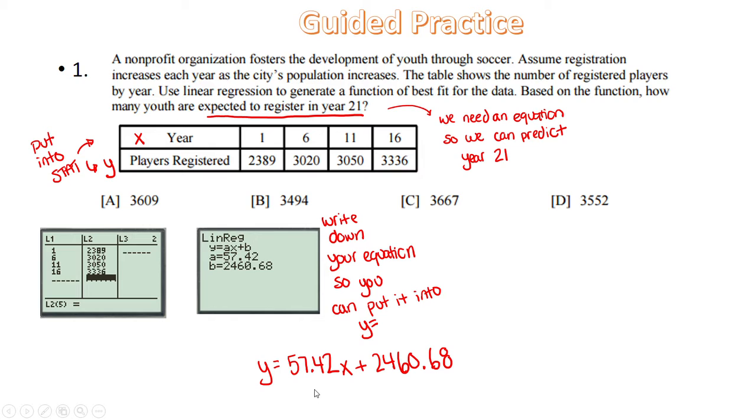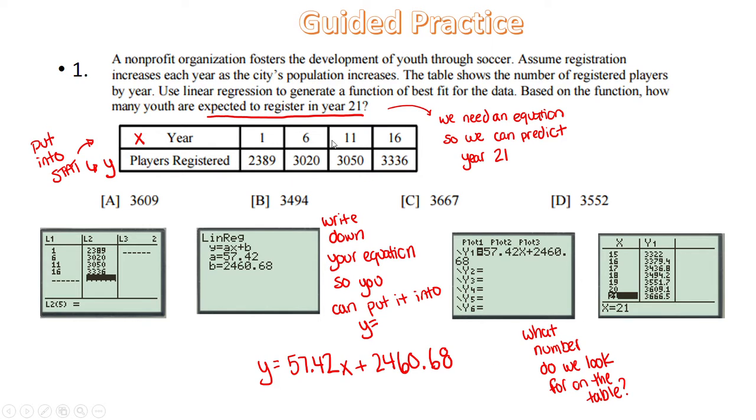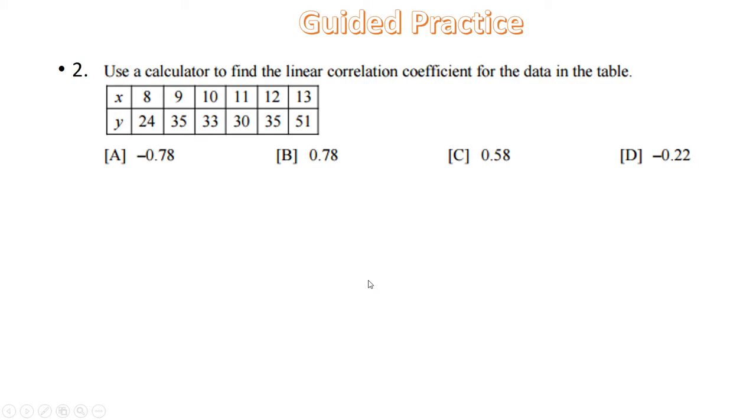because next, since we're doing a prediction, we're putting this into our y equals key. Then we just go to our table and then scroll down to 21 because that's the number we're trying to predict. Now, if you notice, they did 3,666.5, but since they're talking about players, they're going to round up so your answer is going to be C. All right, first question out of the way. Here comes our second question.